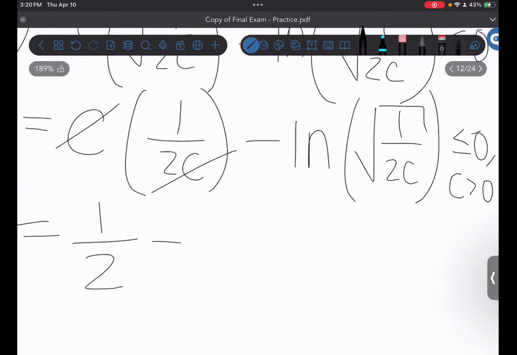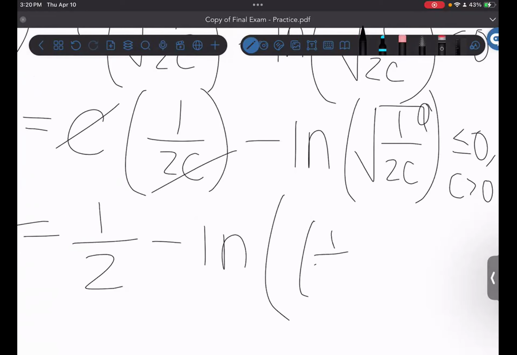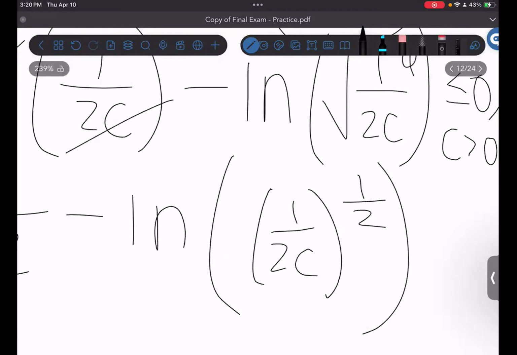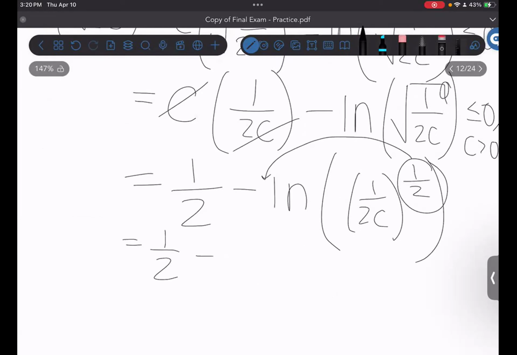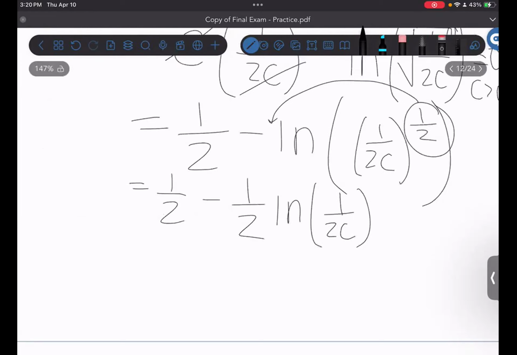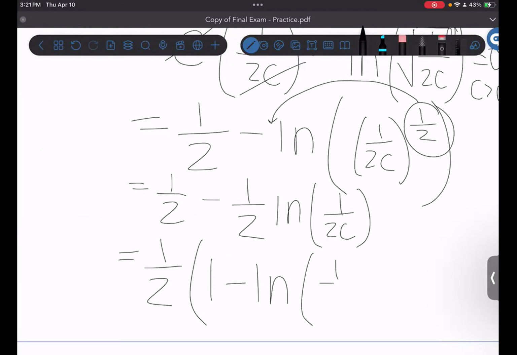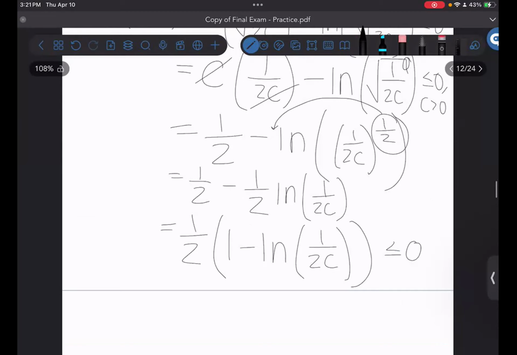here, instead of doing a square root, I could just write that as an exponent, right? To the exponent half. And by my ln rules, remember, we could just move this exponent over here. So then I get half minus half times ln of 1 over 2c. And I could factor out half. So that's 1 minus ln of 1 over 2c.